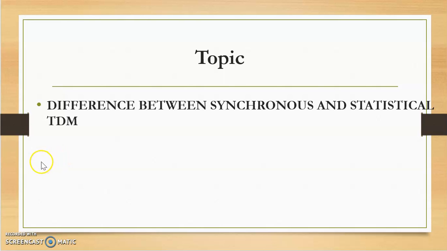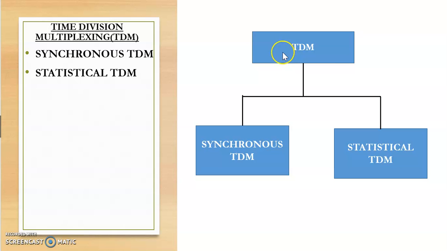Hi, so in this video, let us discuss the difference between synchronous and statistical time division multiplexing. There are two types of time division multiplexing: one is synchronous time division multiplexing and the second is statistical time division multiplexing. Now, this synchronous TDM we have already discussed in the previous video. So in this video, we will discuss the difference between synchronous and statistical.